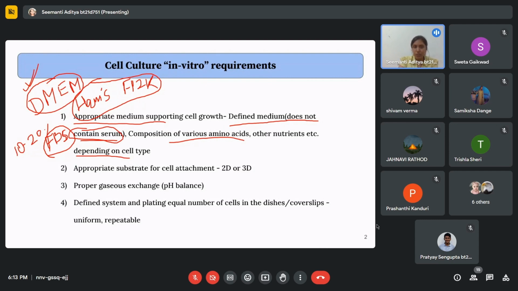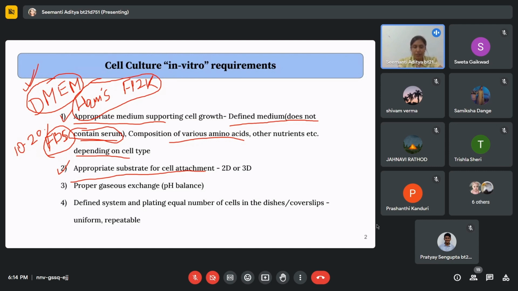So the media composition and media requirements we will discuss in detail in later classes. For now, it is important to know that there are different compositions of media depending upon what amino acid, what source of carbohydrate we are using, and what additional nutrients are required or not. Apart from that, we also require a substrate for cell attachment, that is the ECM. So ECM also depends upon what cell line you're using.